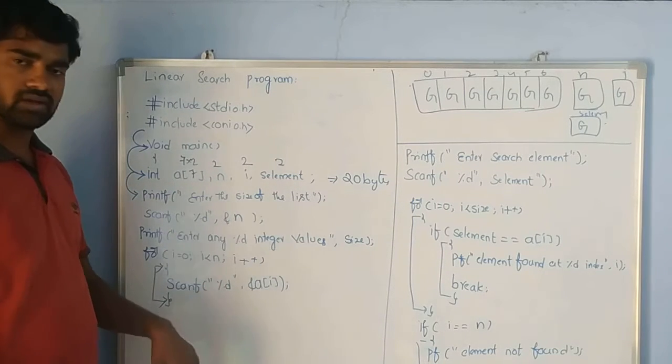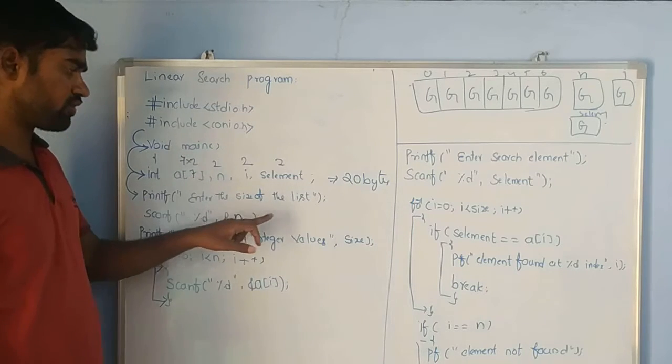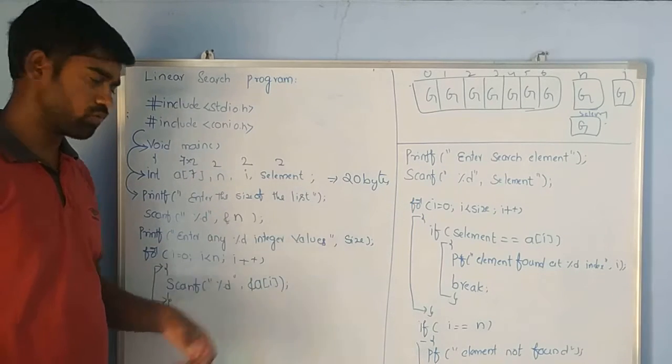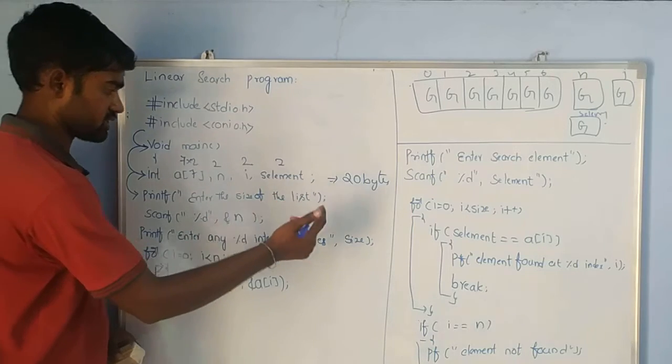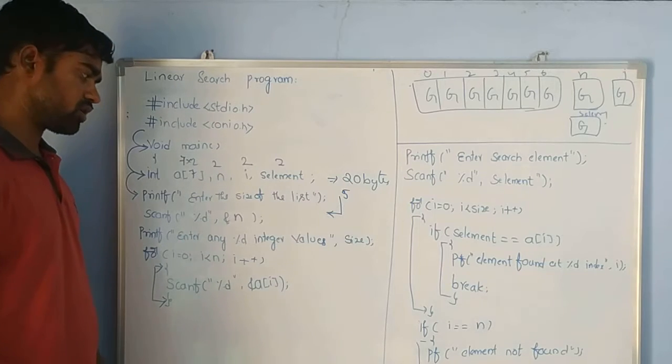Then after completion of the memory allocation of each variable, now we are going to give the official size of the array. Before, by default, we mentioned array size equal to 7. Now we are mentioning the size equal to what here? Enter the size of the list. Now we are entering the size of the list equal to 5. Okay, array size equal to 5.